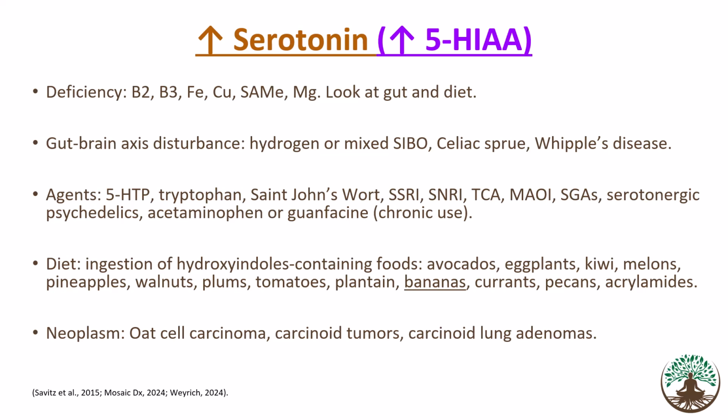In a root cause evaluation of high serotonin, the following should be considered. In the context of cofactor deficiency, explore the gut-brain axis as well as diet, looking especially for signs of hydrogen or mixed SIBO, celiac sprue, and Whipple's disease. Evaluate for the presence of agents that increase serotonin. In addition to those previously mentioned, note that acetaminophen and guanfacine, especially chronic use, may increase serotonin levels.